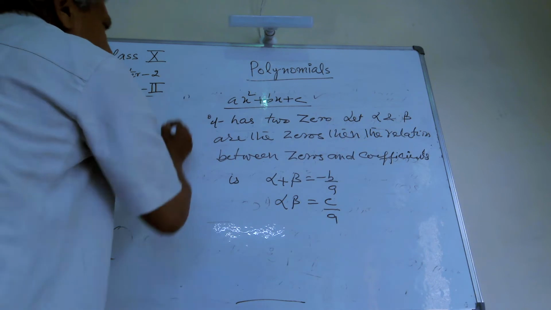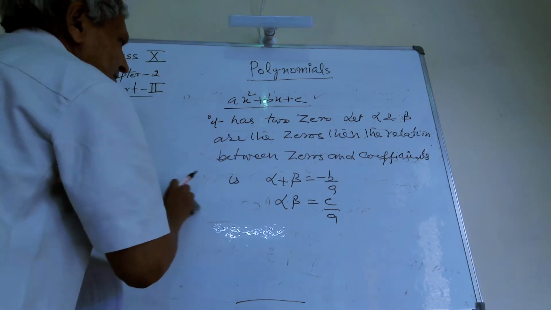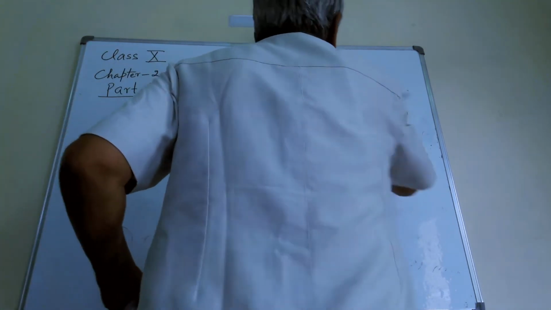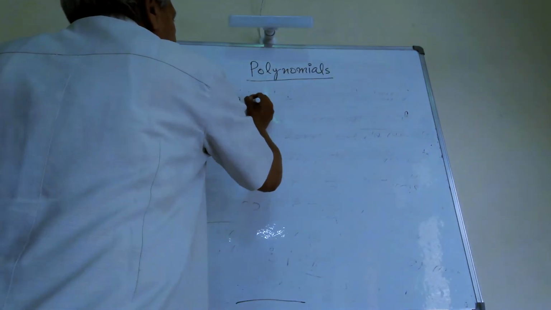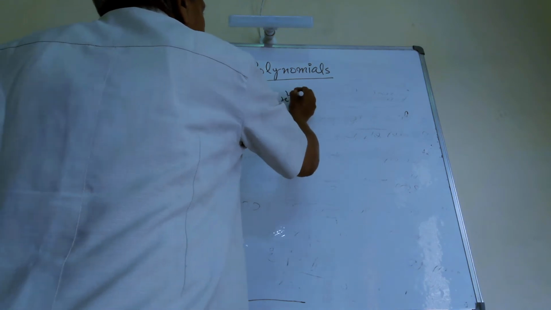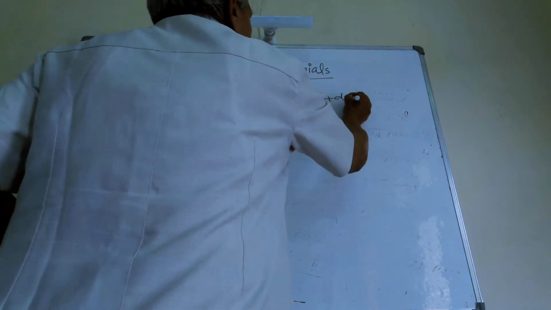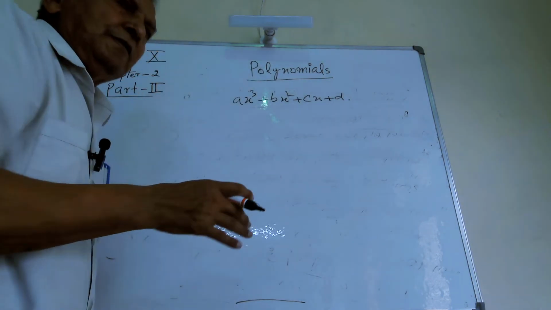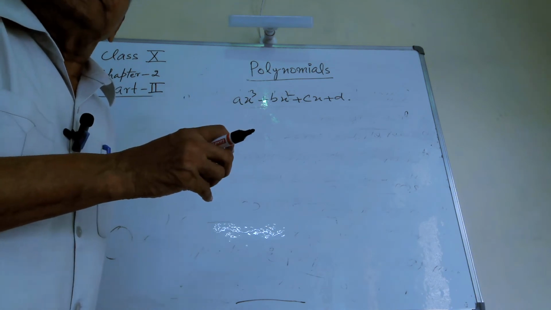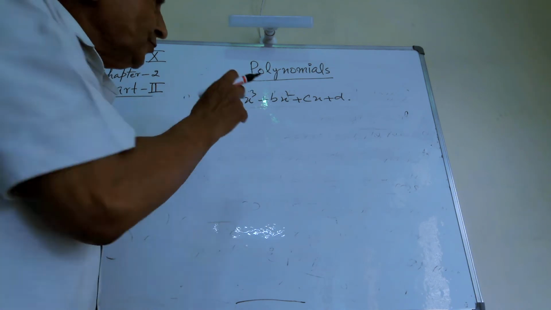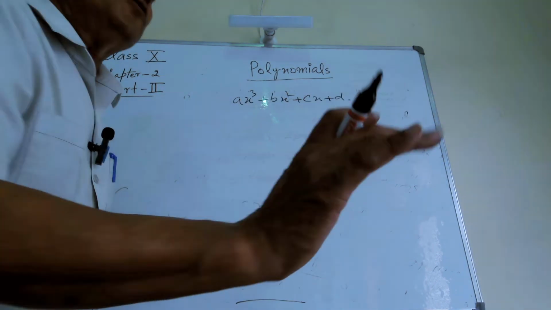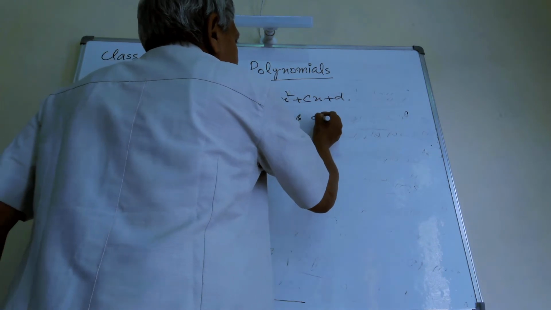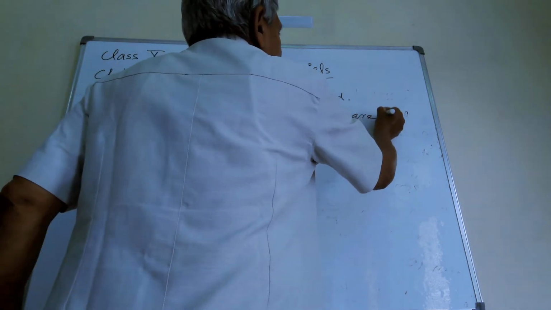If you take a cubic polynomial, ax cube plus bx square plus cx plus d, this is a cubic polynomial. And according to the statement that I have given to you, that cubic polynomial can have at most 3 zeros. Let alpha, beta, and gamma be the zeros.